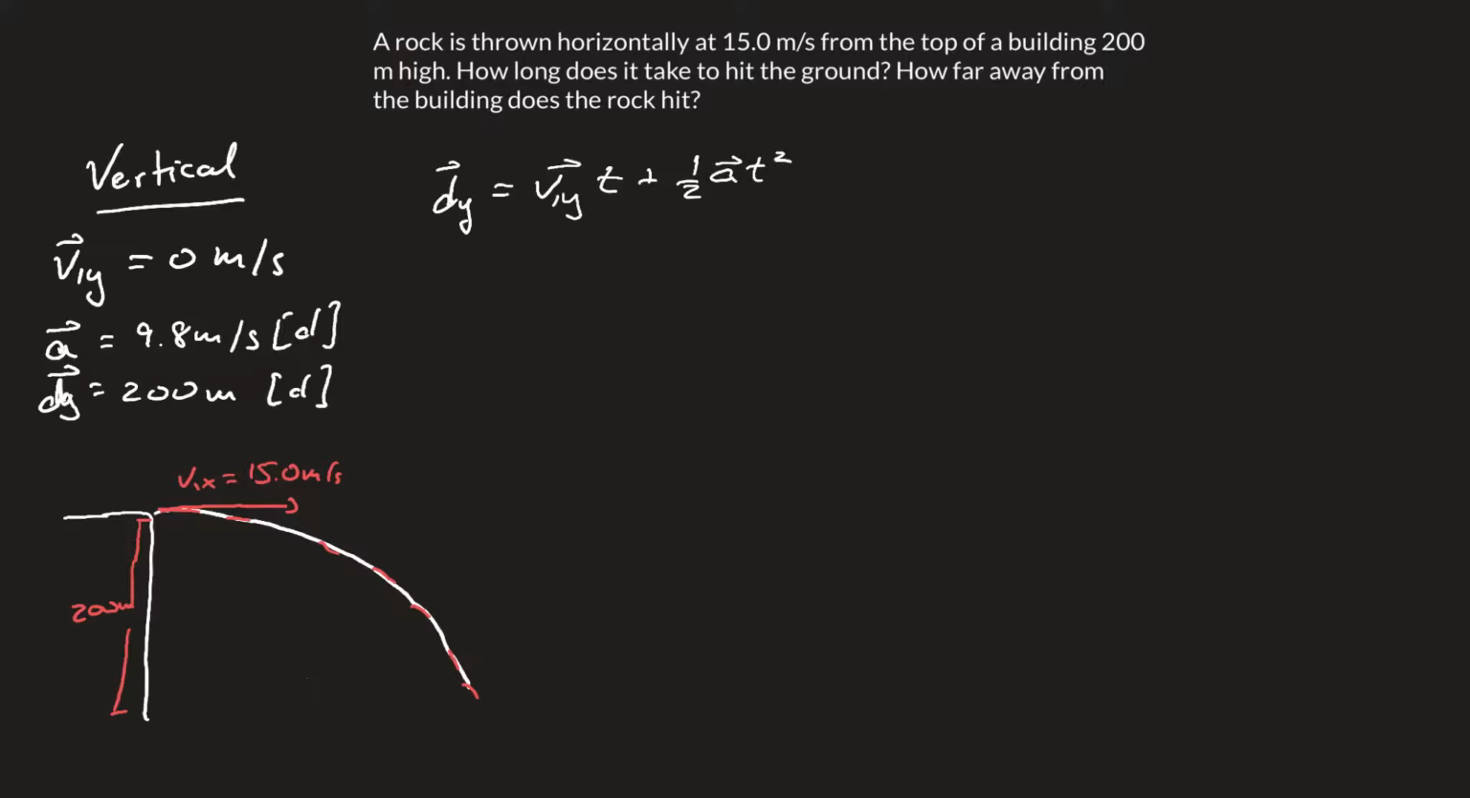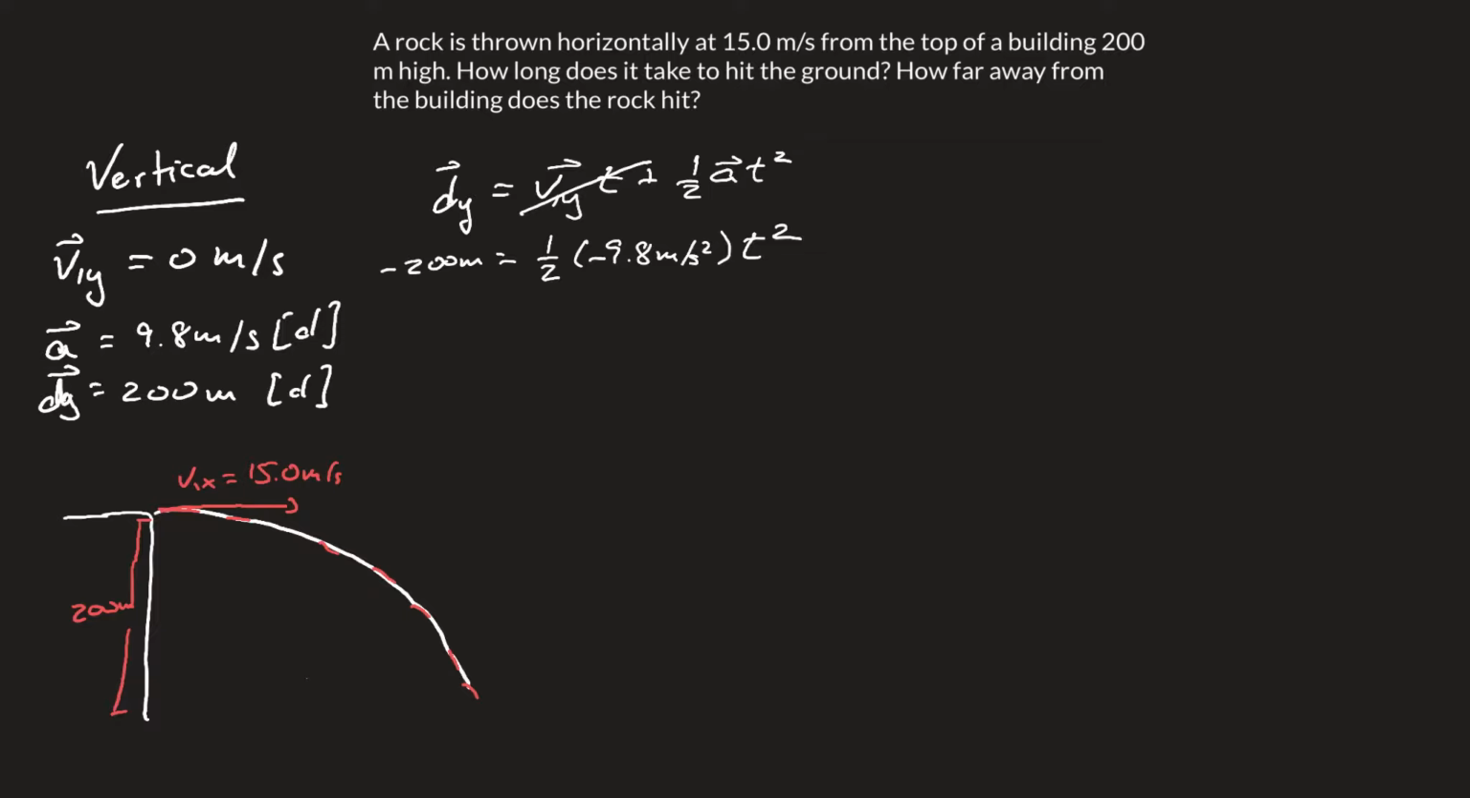We're going to plug all our values in, recalling that down and to the left are negative, up and to the right or up and forward are positive. So that means we have negative 200 meters. There's 0 initial velocity, so we don't need to deal with that. 1/2 negative 9.8 meters per second squared times time squared.